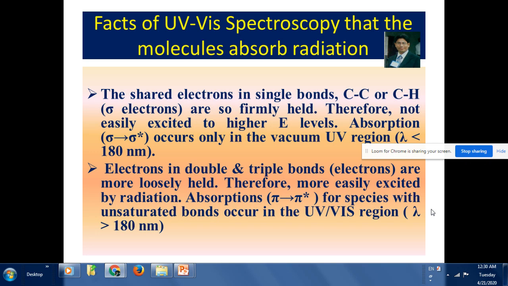rest of these special topics of UV spectroscopy. In our second lecture, we'll discuss details.